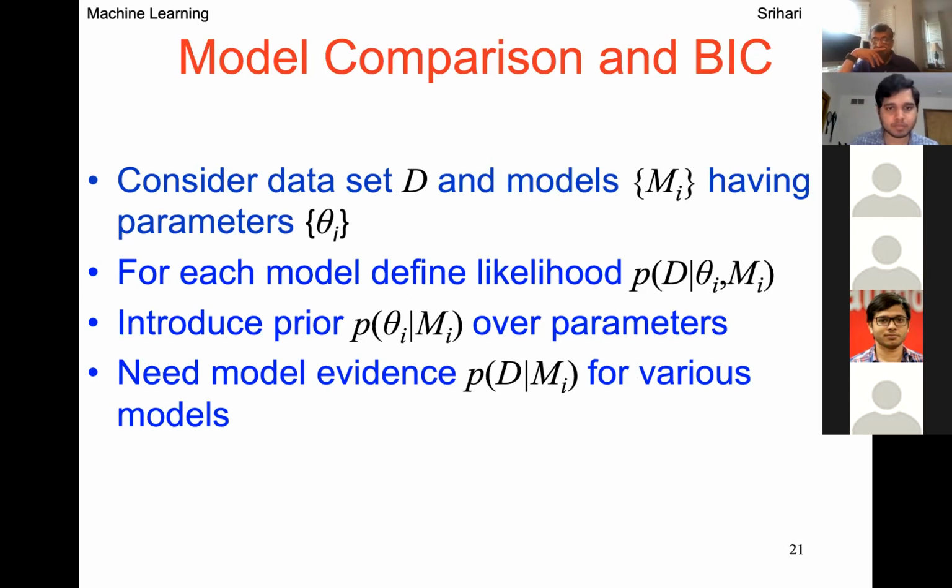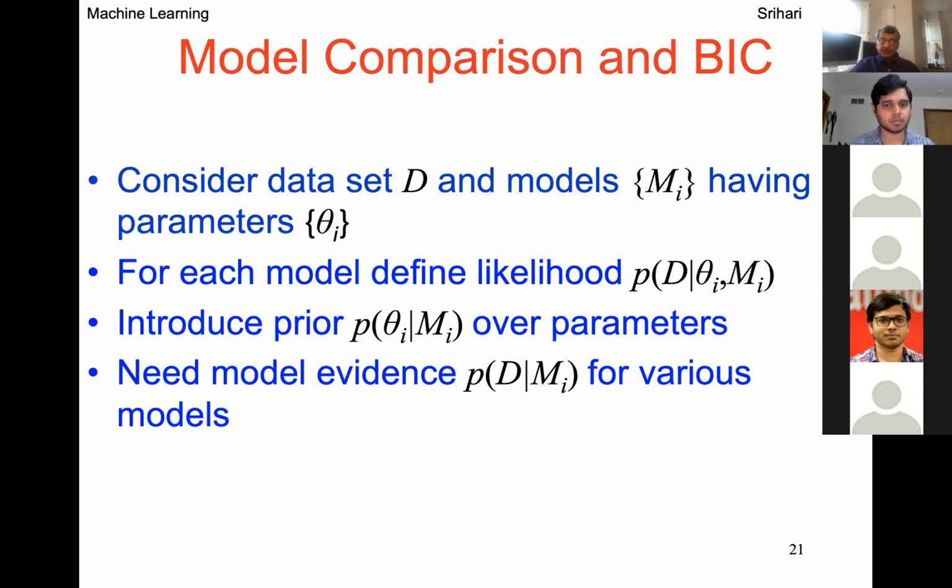And to compare them, you have a given data set D. So we have all these models Mi lined up, and they all have these parameters. For each model, define the likelihood P of D given theta i, Mi. This says, what is the probability that is assigned to the data that you have? And so it's going to evaluate it. The model that is best is the one that gives the highest probability to the data set that you have. This is what likelihood is about: the probability of the data given the model and its parameters.